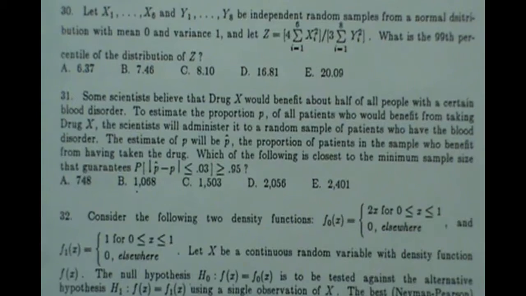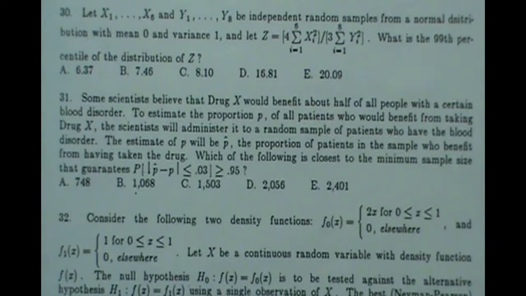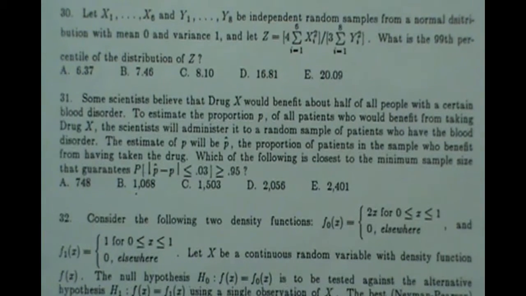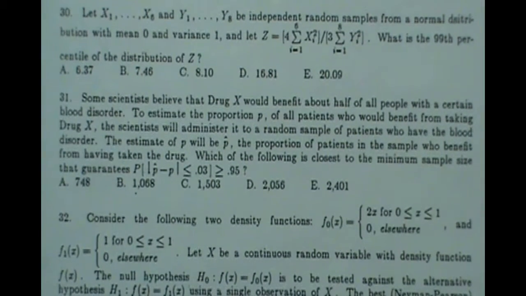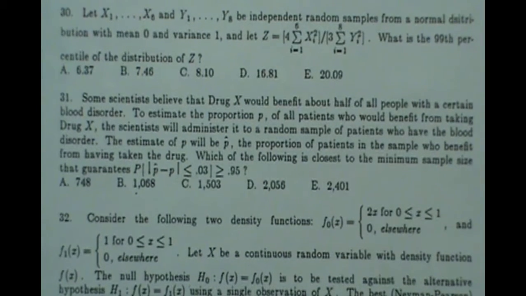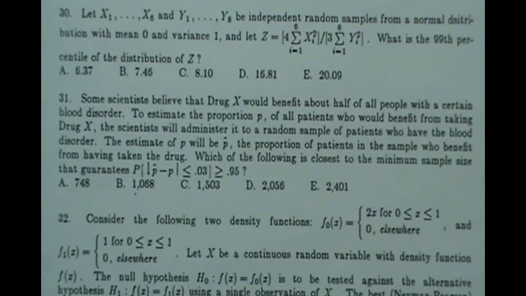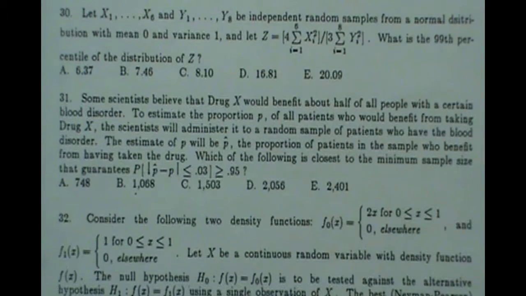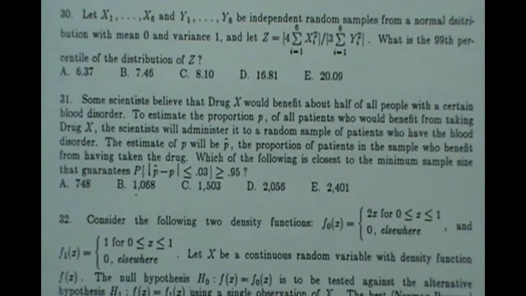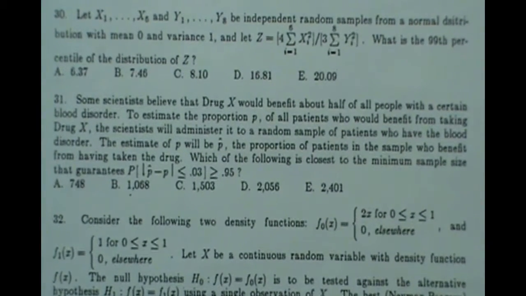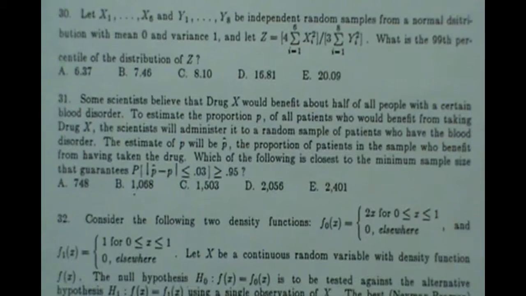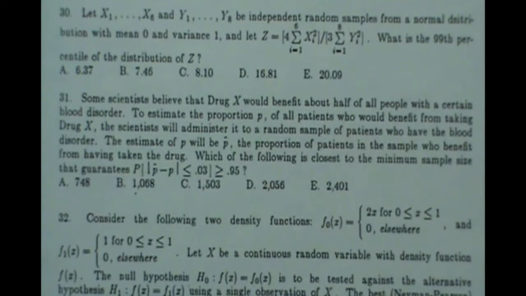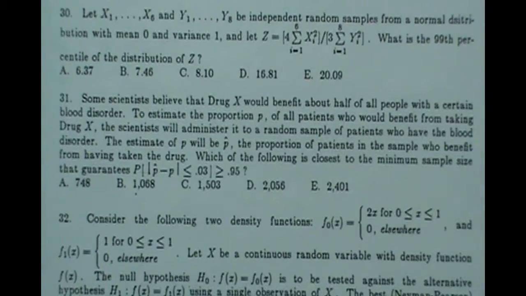Number 31. Some scientists believe that drug X would benefit about half of all people with a certain blood disorder. To estimate the proportion P of all patients who would benefit from taking drug X, the estimate of P will be P hat, the proportion of patients in the sample who benefit from having taken the drug. Which of the following is closest to the minimum sample size that guarantees that the probability of the absolute value of P hat minus P being less than 0.03 is greater than 0.95?